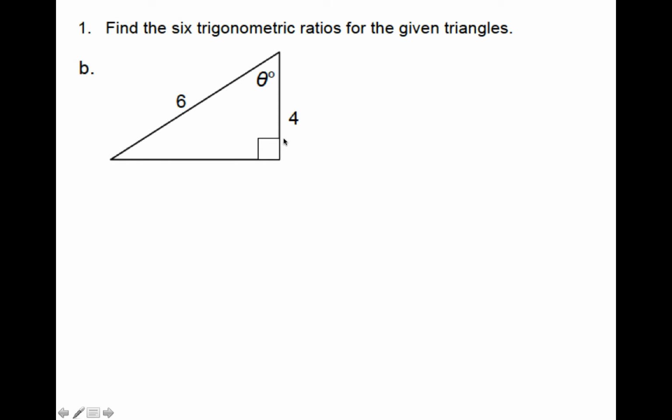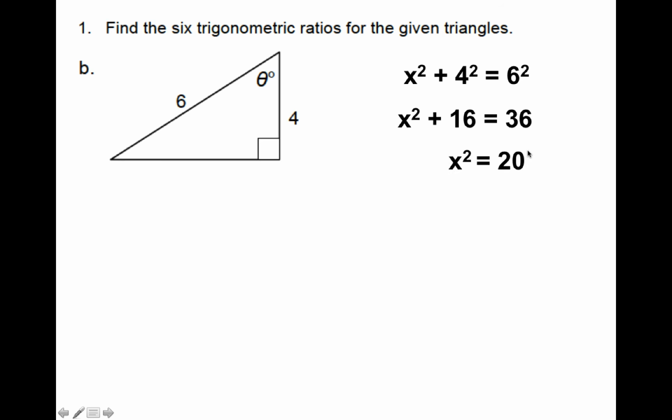Okay, so notice this triangle is not a 45, 45, 90 or a 30, 60, 90 because it doesn't follow the pattern. So we have to do the Pythagorean theorem. So the formula is leg squared plus leg squared equals hypotenuse squared. Notice our legs are x and 4 with a hypotenuse of 6. So that would give us x squared plus 4 squared equals 6 squared. To simplify, we get x squared plus 4 squared is 16 equals 6 squared is 36. You have to minus the 16 over, so you get x squared equals 20.